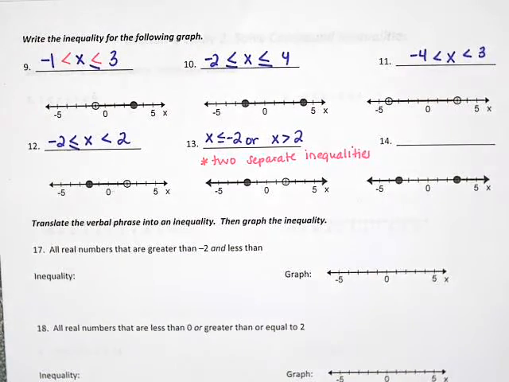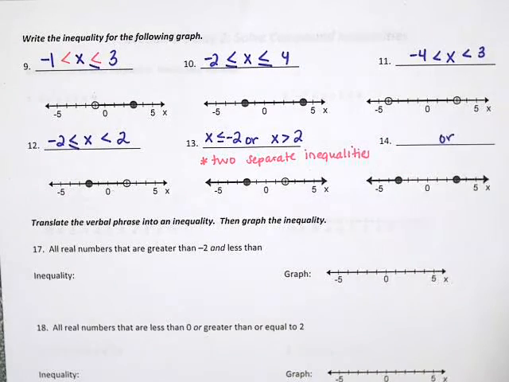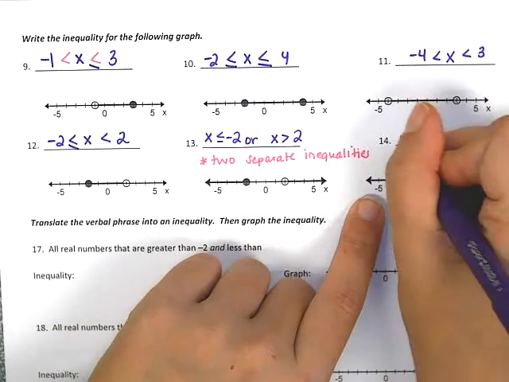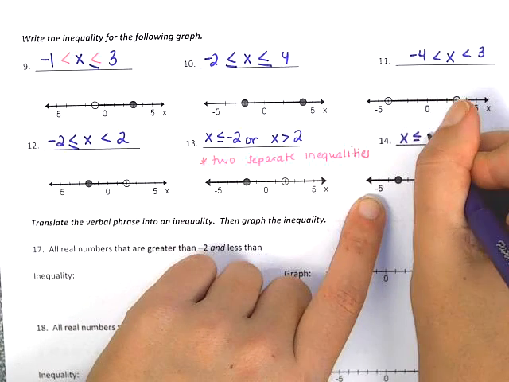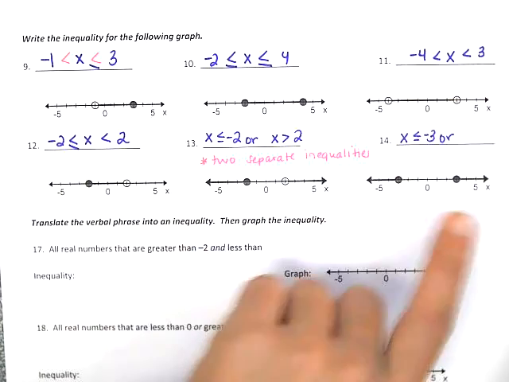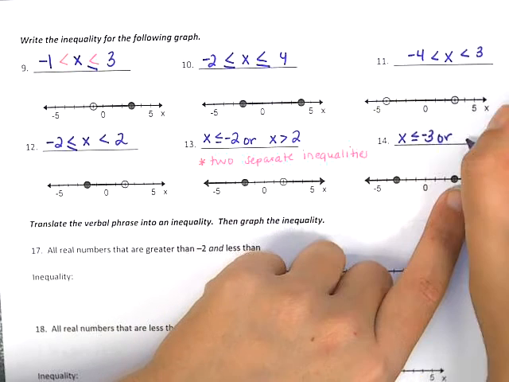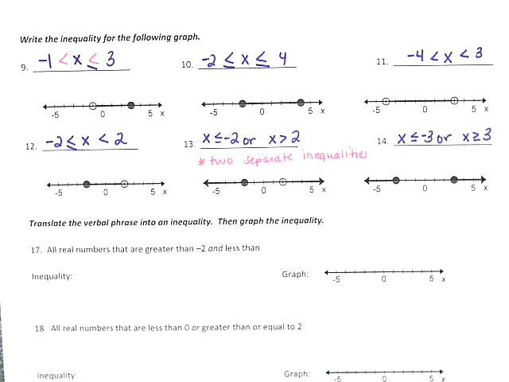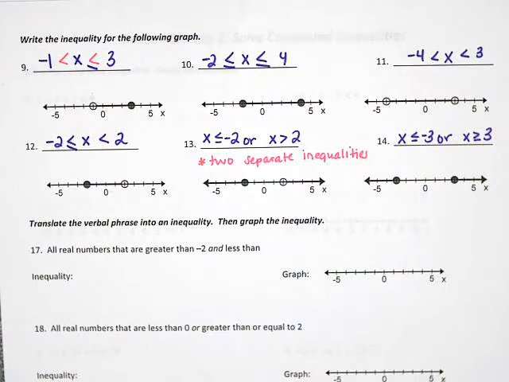Again, for number 14, the word or would go in the middle. On the left-hand side, I'm shading left of the -3 and it's closed. So x is less than or equal to negative 3. And I'm shading right of the positive 3 and it's closed. So x is greater than or equal to positive 3. And again, the word or is in the middle.